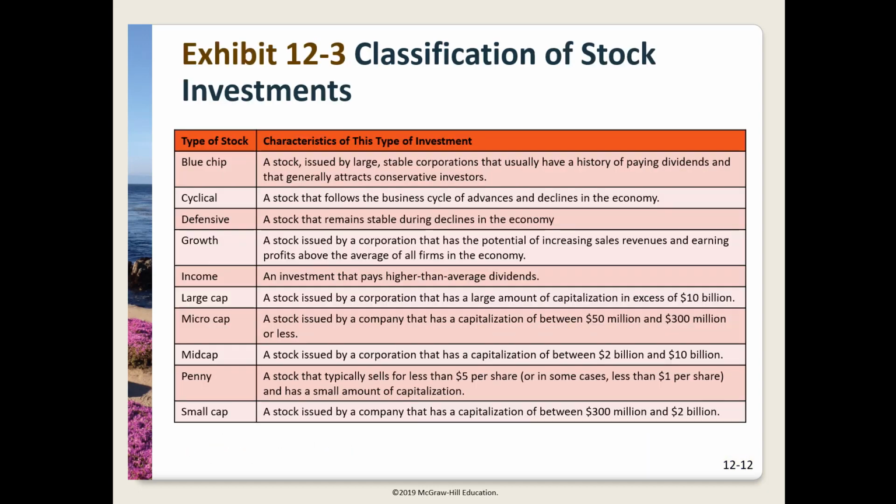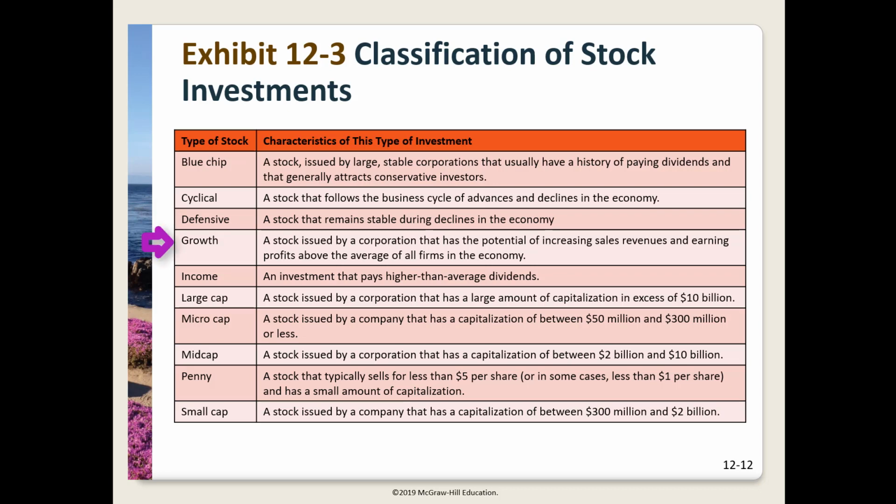This is Exhibit 12.3 on page 391 in your text. It recaps the major categories of stocks and the terms typically used to refer to them. Blue chips are those large, well-known firms with a long history of strong financial performance. Cyclical stocks are those that rise and fall with the economy. Defensive stocks are those that are basically immune to swings in the economy. Walmart is considered a defensive stock.